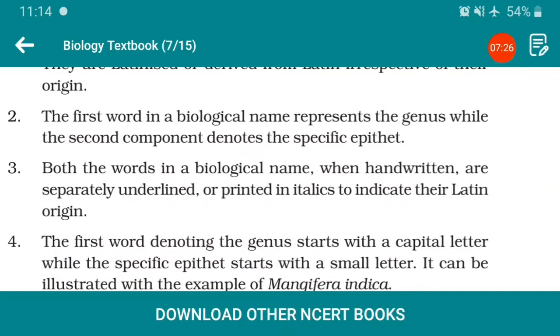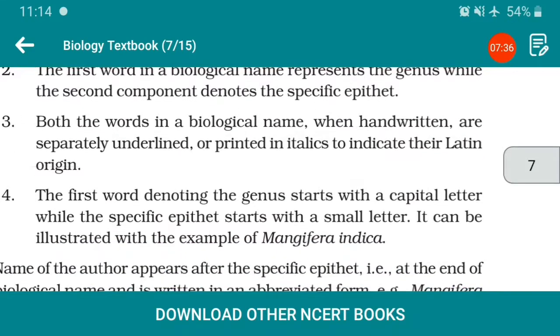And second, the first word in the biological name represents the genus, while the second component denotes the specific epithet, meaning species. Both the words in the biological name, when handwritten, are separately underlined and printed in italics to indicate their Latin origin. So when we write by hand, we have to underline the scientific name. Generally we do so, and when we print, it will be in italic form.